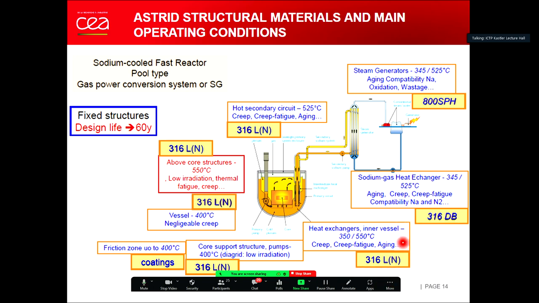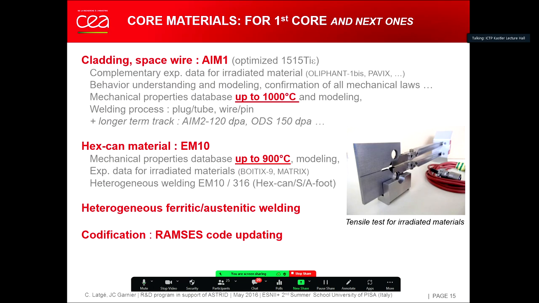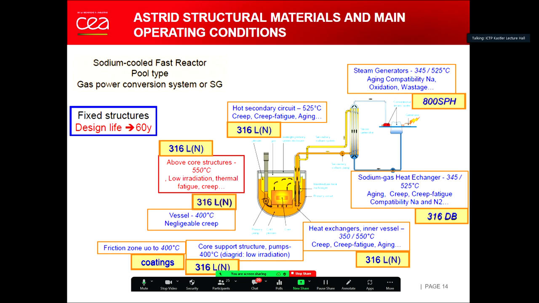All the components are in austenitic steel, except the steam generator, where we have alloy 800, which is loaded with nickel to have good properties. Generally speaking, there are two types of steam generators. One is the straight tube, and in this case, we generally prefer ferritic steel. And if you want a helical one, we prefer this 800 steel. So here you have it everywhere.